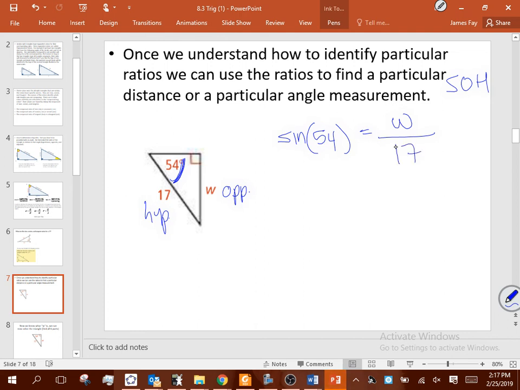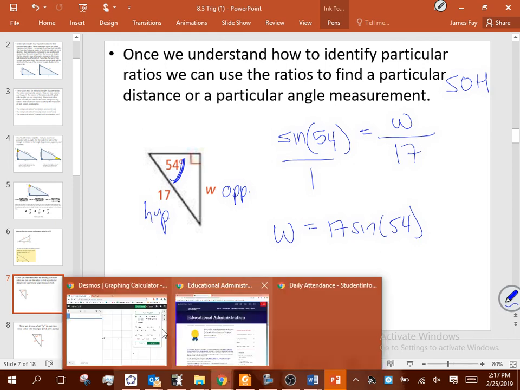Yep. This sets up traditionally a proportion for us to cross multiply. If I cross multiply, how many W's do you get? 1 W. Cross multiply, I get 17 sine of 54, right? Remember that sine of 54 was that 0.809 number your calculator stored. So this is going to take 17 times the decimal between 0 and 1, so it's going to shrink 17. Does that make sense?